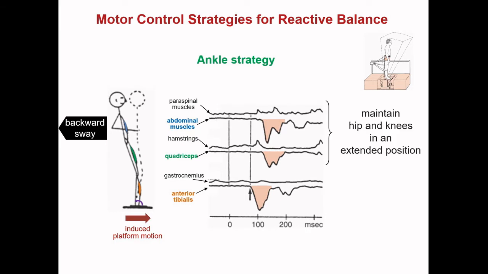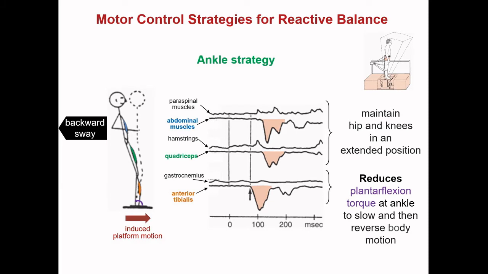The function of the abdominal muscles and the quadriceps is to maintain the hip and the knees in an extended position, and, as before, to keep the body relatively rigid. This rigidity means that changes in ankle torque can act upon the body as a whole. The anterior tibialis functions to increase ankle dorsiflexion torque, and therefore to slow and then reverse the backward sway of the body. This dorsiflexion torque shifts the center of pressure anteriorly. Again, we see a distal to proximal recruitment of muscles.